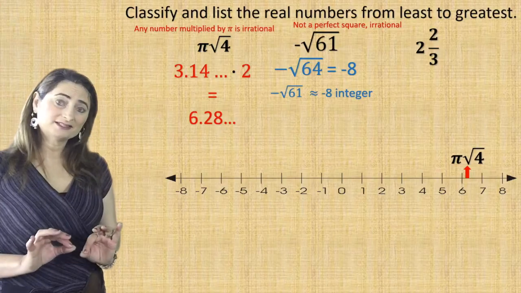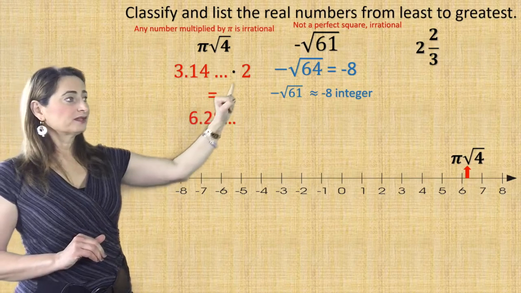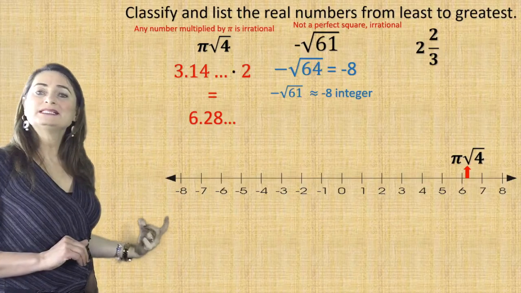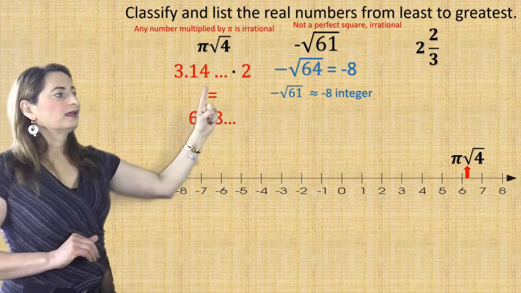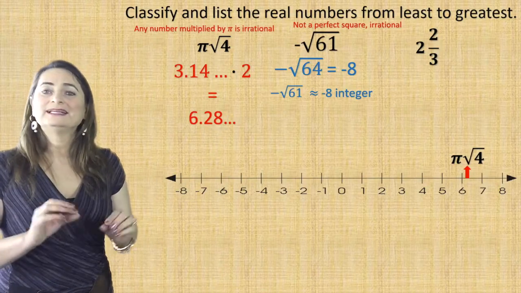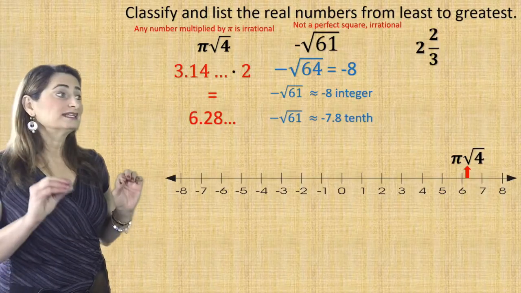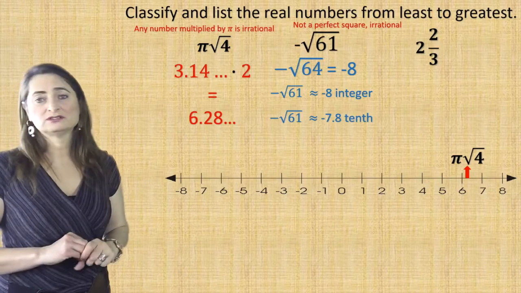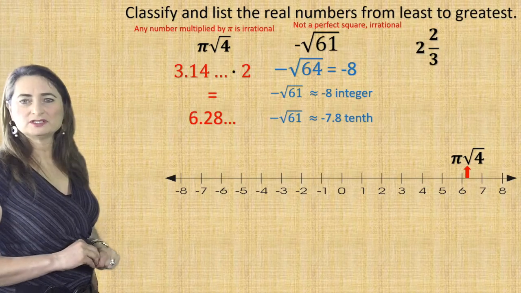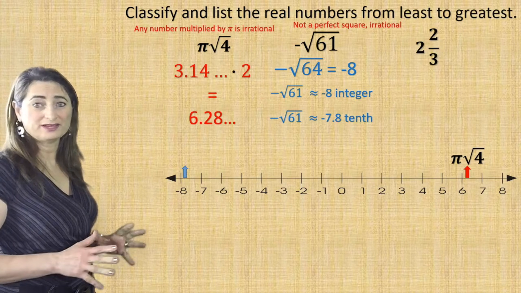To be more precise, I find the tenths place. Because 61 is less than 64, it's going to be between 7 and 8. The negative square root of 61 is approximately negative 7.8. And if you choose negative 7.9, that's fine because 61 is so close to 64. So on the number line, negative square root of 61 goes right on negative 7.9 or 8.